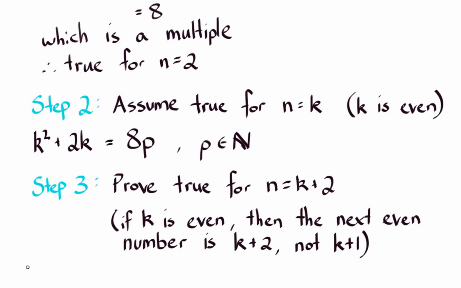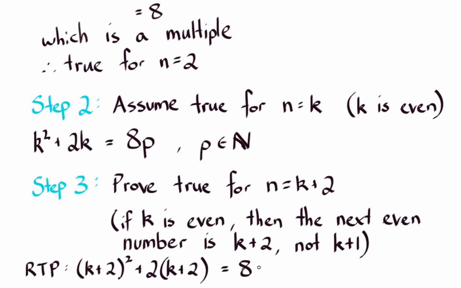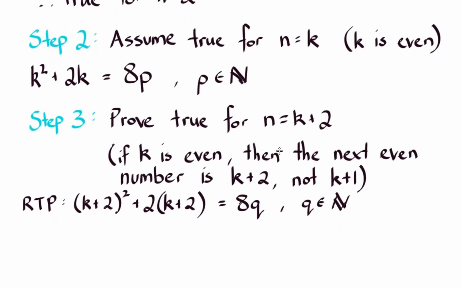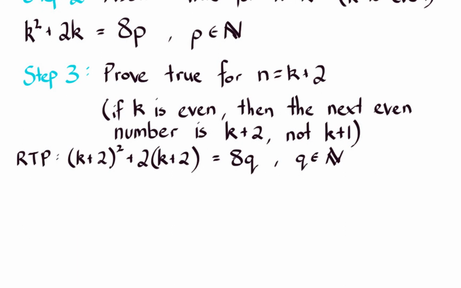Alright, so what is it that we are required to prove? Well, instead of k squared, we now have k plus 2 squared, and instead of 2k, we have 2 lots of k plus 2. Once again, we want to show that this is a multiple of 8 or divisible by 8, so we'll set it equal to 8 lots of some q, where q is a natural number. Now let's start by focusing on the left-hand side. Remember, we want to use step 2 at some point. So as we're manipulating this, we want to look out for how we can involve k squared plus 2k.